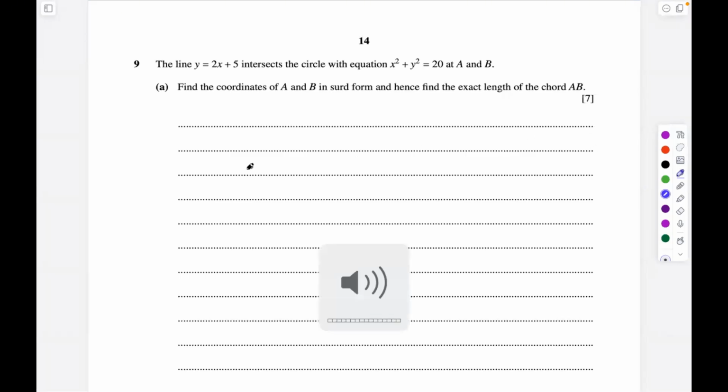In question number 9, the line y = 2x + 5 intersects the circle with equation x² + y² = 20 at A and B. We have to find the coordinates of A and B in surd form and hence find the exact length of the chord AB.